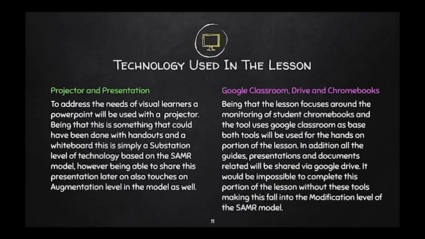And this is something that we believe is going to be beneficial to those who are more of a visual learner, and it falls into the first level of the SAMR model, the substitution level, because this is really something that we could do without having to use the projector and presentation. We can do some handouts and do some whiteboarding activities, but because we have those technologies available to us in the room, we're going to use them.